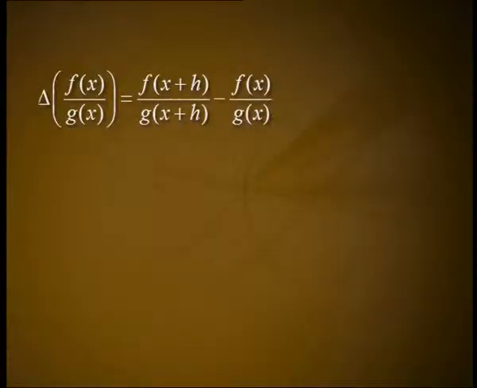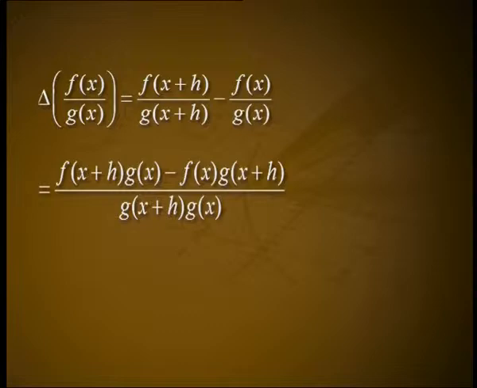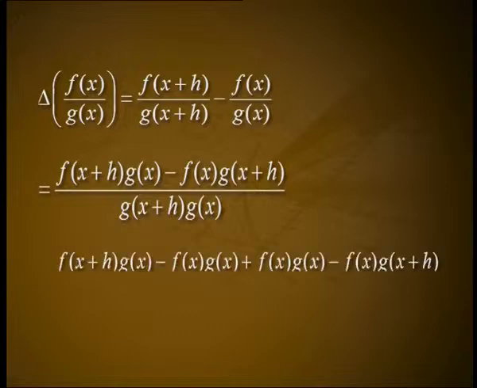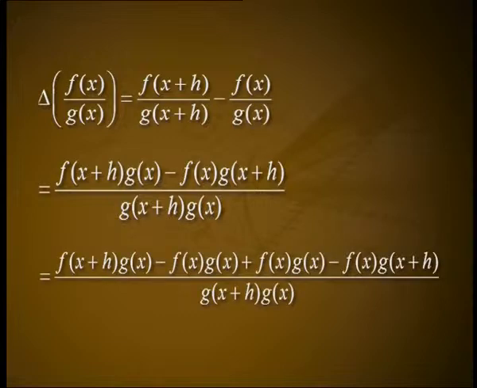Proof. Δ[f(x)/g(x)] = f(x+h)/g(x+h) − f(x)/g(x). That is [f(x+h)·g(x) − f(x)·g(x+h)] divided by [g(x+h)·g(x)]. That is [f(x+h)·g(x) − f(x)·g(x) + f(x)·g(x) − f(x)·g(x+h)] divided by [g(x+h)·g(x)].